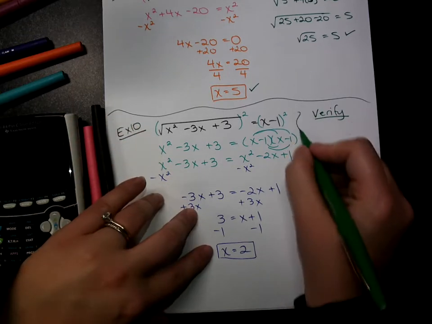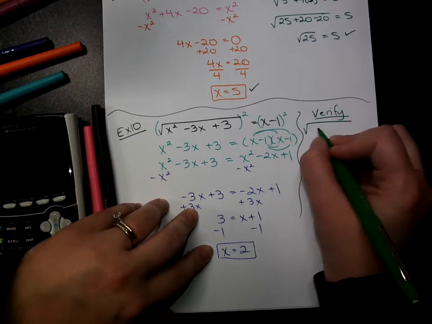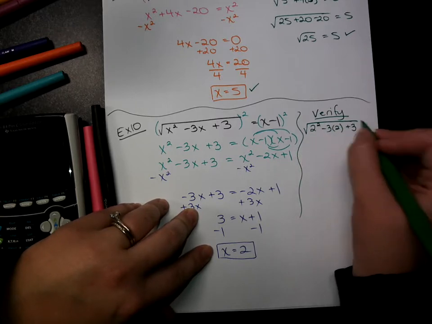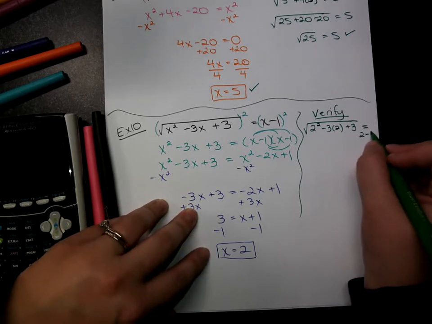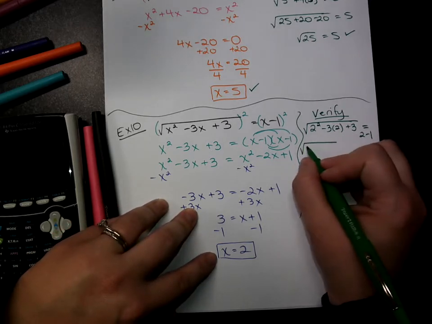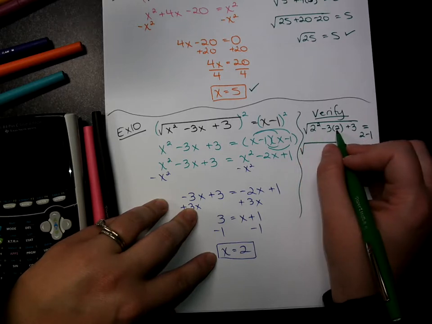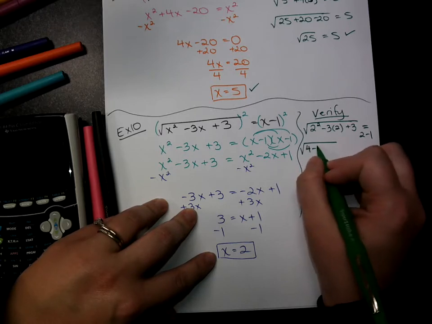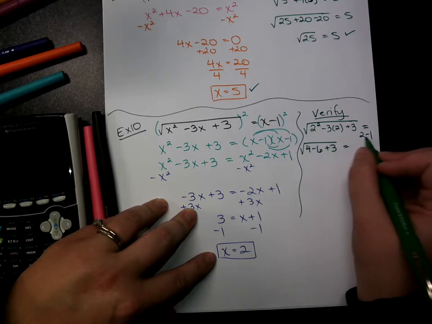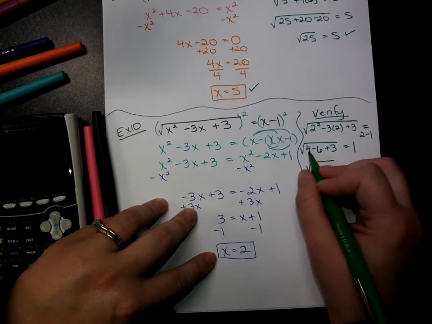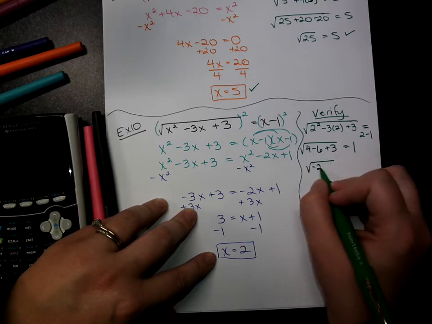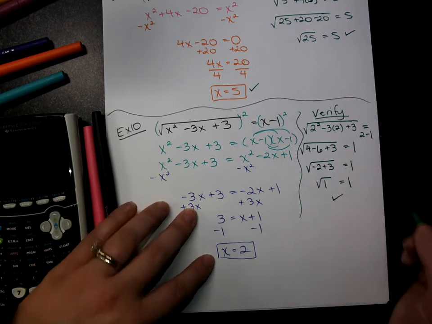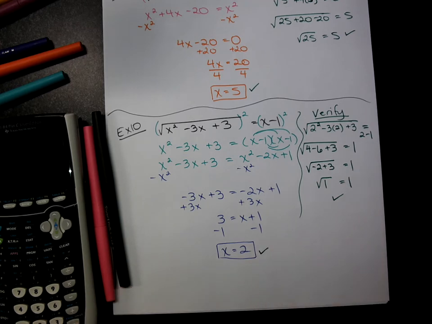I don't know if I gave myself quite enough space here. I'm going to do the square root of 2 squared minus 3 times 2 plus 3, and I need to see if that equals 2 minus 1. So 2 squared is 4 minus 6 plus 3, and 2 minus 1 is 1. So 4 minus 6 is negative 2 plus 3, which is 1. And you can use your calculator if you want to. So that number is a valid answer.